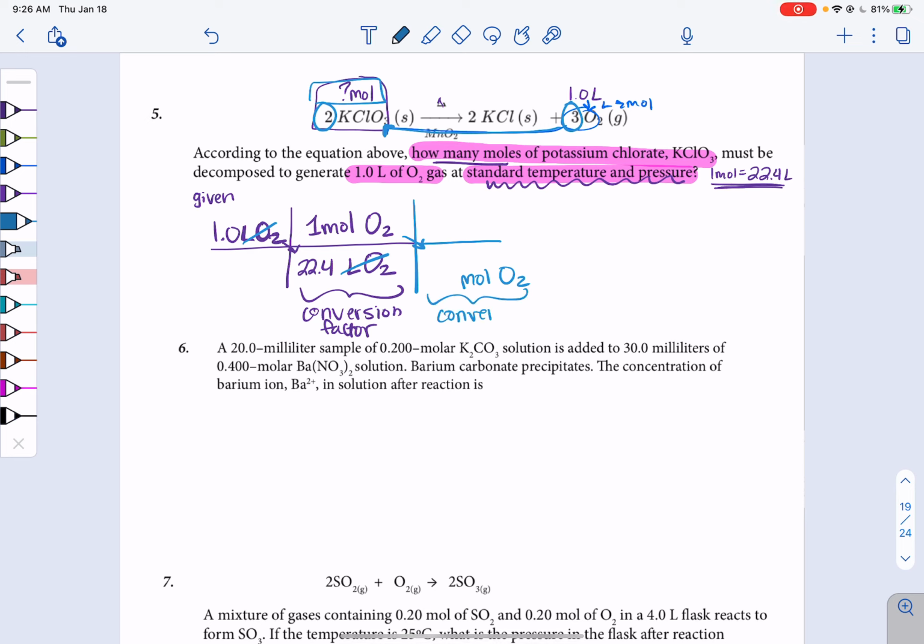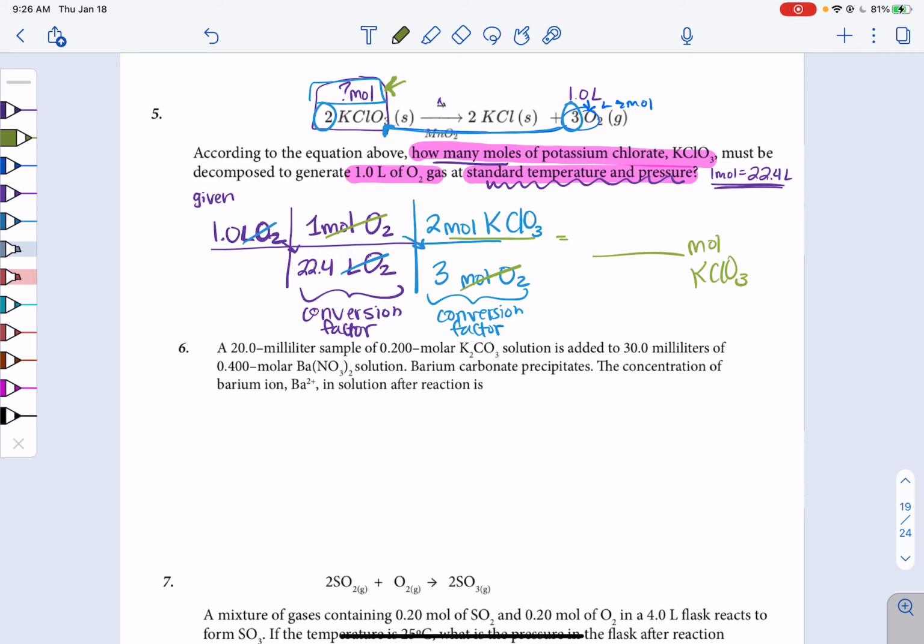What conversion factor do I know with moles of oxygen that can get me closer to moles of potassium chlorate? Well, I know, according to the equation, that for every 3 moles of oxygen formed, it took 2 moles of potassium chlorate. So then that cancels out my moles of oxygen, and I'm left with moles of potassium chlorate, which is my goal, which means I will stop and I will solve the problem. Okay, when I solve the problem, I'm going to need my calculator, so give me 1 second.